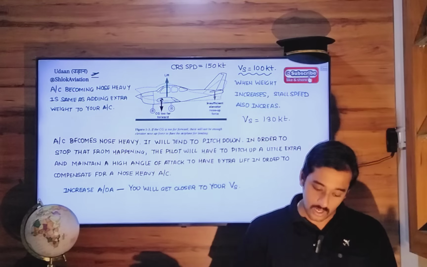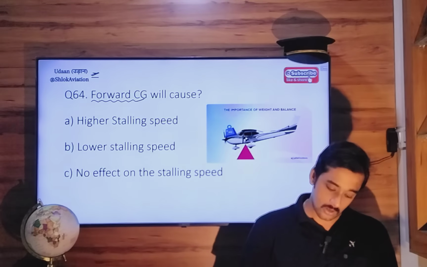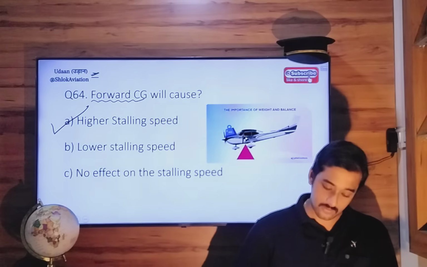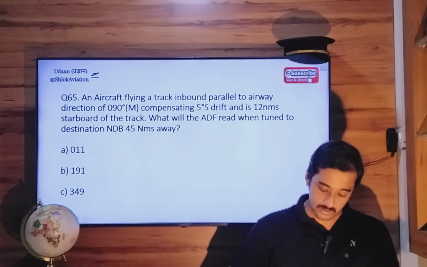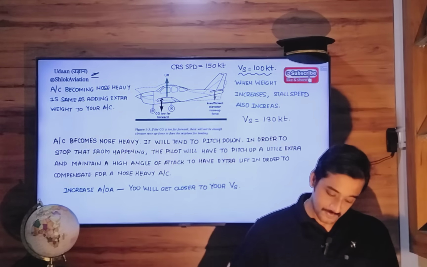So you have to be careful about that, and the option here will be: forward CG will cause higher stall speed, like I explained here. Stall speed will increase from 100 knots to 130 knots.